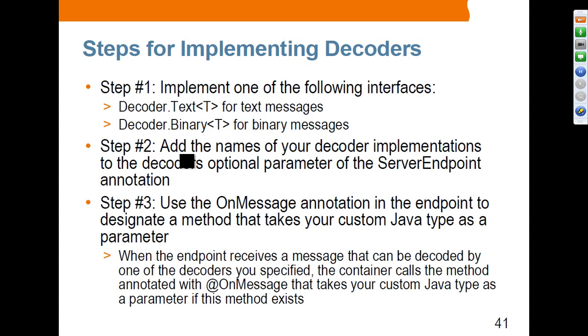The implementing decoders work pretty much the same. So we are going to implement Decoder.Text and Decoder.Binary, and again, you have to configure these decoders to your server endpoint. In this case, use the @OnMessage annotation in the endpoint to designate a method that takes your custom Java type as a parameter. Okay, so let's see an example of that.